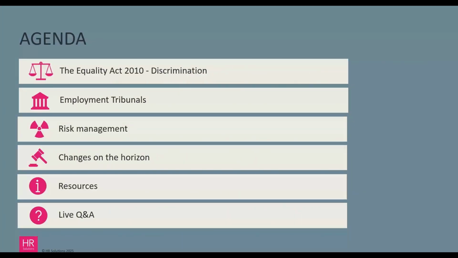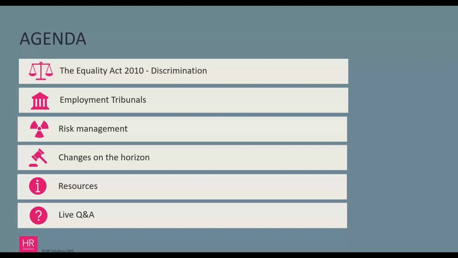So the purpose of today is to explore the main types of discrimination, because it will ultimately help assist you in preventing it from occurring. Clearly, we don't want anyone facing a claim of this type, but should you receive a claim, then I'm going to just explain to you a little bit more about the tribunal system, which will really help to focus on the important and crucial steps of risk management and prevention.